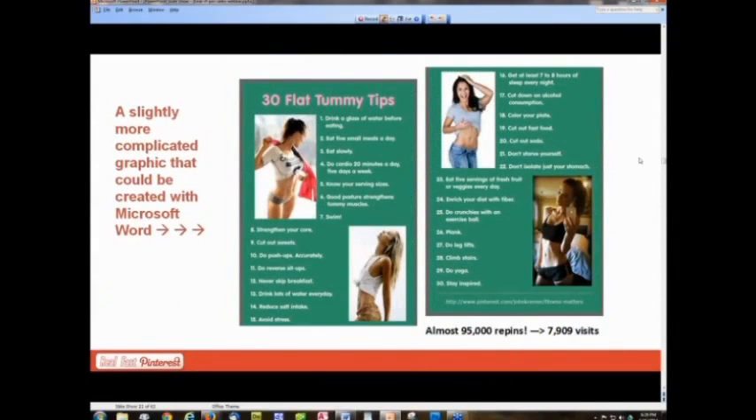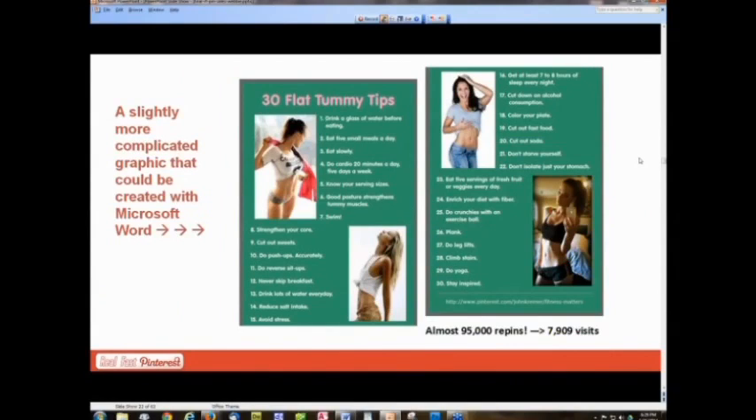30 flat tummy tips. And again, this one was generated from an original post that I had repinned from somebody else, and it was driving a lot of traffic. So I decided to make it a little bit prettier. And this is what I came up with, some pictures of pretty ladies and the tips. 95,000 repins, 7,900 visits. Again, very simple thing to do.